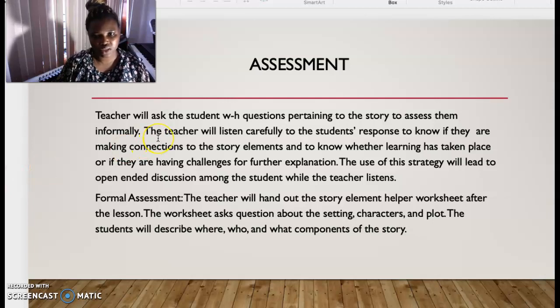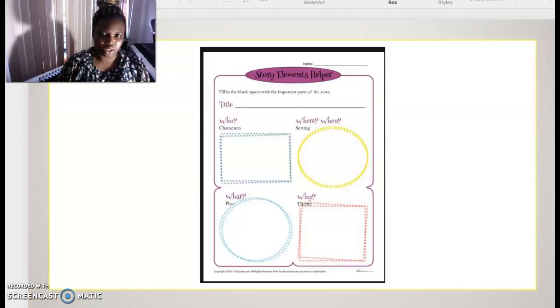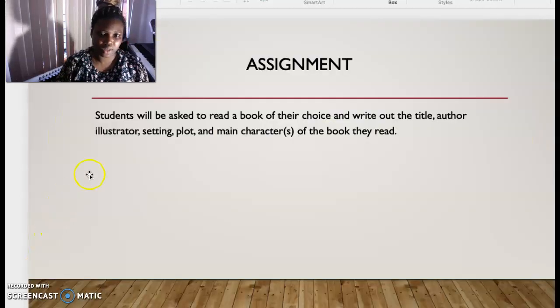Here I have assessment. We are using formative assessment. At the end of the lesson, we will ask the kids some questions about story elements, which is informal assessment, and then they will do their work on this worksheet, which is formal assessment. And then at the end of the lesson, we give them assignments. The kids will be asked to read a book at home and identify and explain the story elements in the book they read.